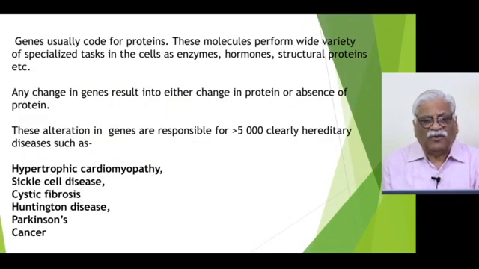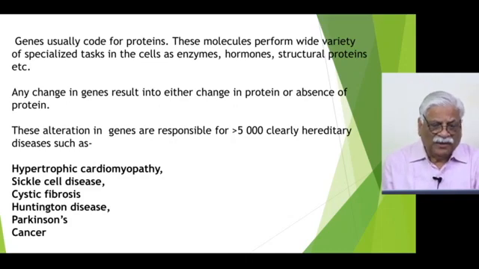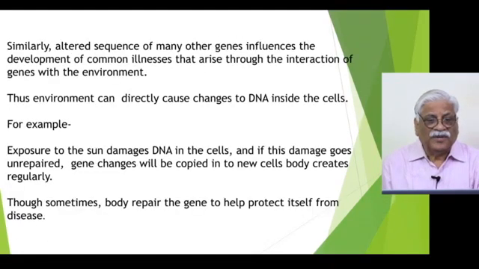Genes usually code for proteins, as I already told you, and these molecules perform a wide variety of specialized tasks in the cells as enzymes, hormones, structural proteins, etc. These alterations in genes are responsible for more than 5,000 clearly hereditary diseases. To name a few: hypertrophic cardiomyopathy, sickle cell disease, cystic fibrosis, Huntington's disease, Parkinson's disease, and also cancer. Similarly, altered sequences of many other genes influence the development of common illnesses that arise through the interaction of genes with the environment. Thus, we can show that the environment can also directly cause changes to DNA inside the cell.